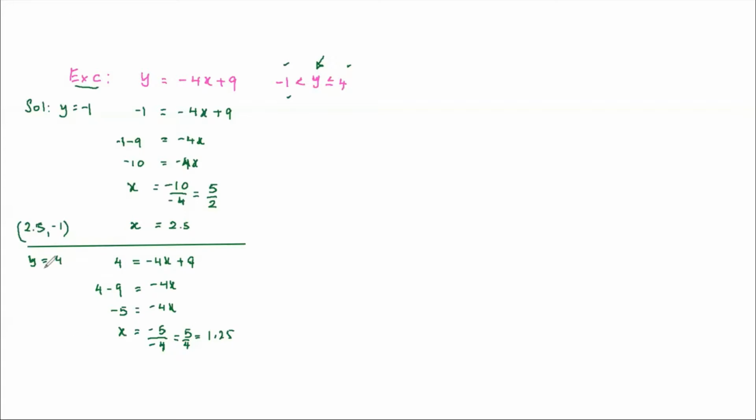So now for this coordinate, the next coordinate is going to be x equal to 1.25 and y equal to 4. So we have two coordinates now, this one and this one. Okay, so now we go to plot the graph, coordinate A and this coordinate B.